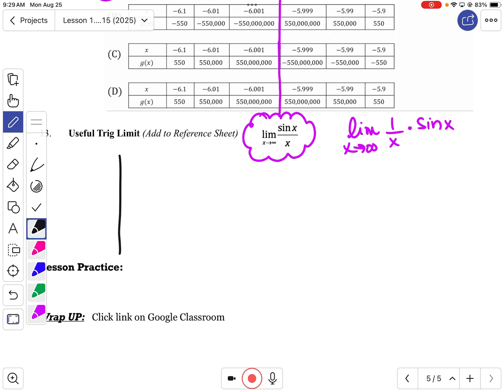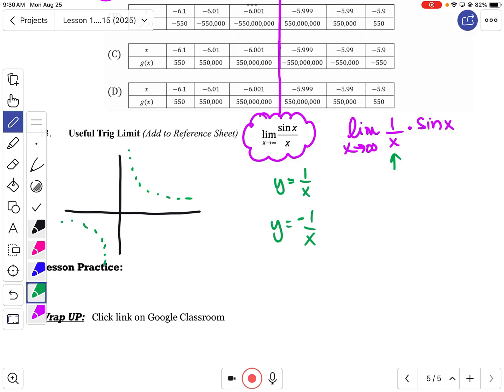So I want you to think for a second, all right? What would be one of my boundary functions if it's 1 over x out there? Okay, if one of them is 1 over x, what's the other one going to be? Yep, negative 1 over x. It's the opposite. So remember, 1 over x looks like this. Okay, in diagonal quadrants, guess what negative 1 over x does? The other diagonal quadrants. Okay, and the actual graph is sine of x squeezed between all of that.